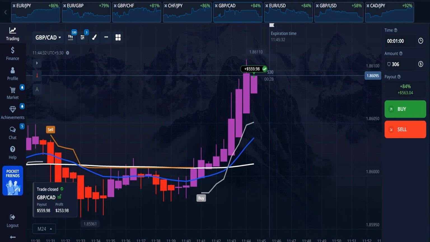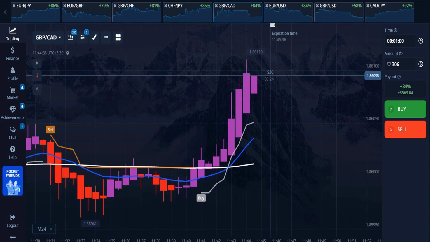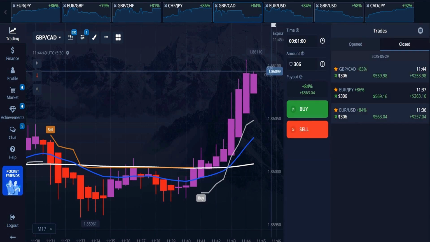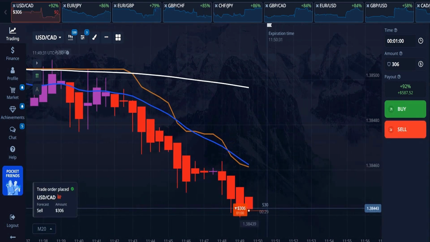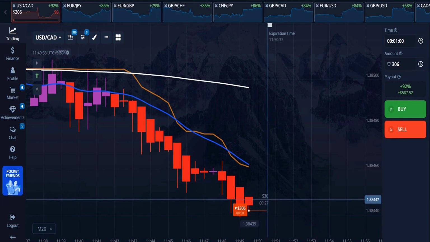We have won this trade. That was a clean and confident entry based on our strategy, and the market respected it perfectly. But don't stop here. Let's keep the momentum going. Now, we'll look for the next perfect trade setup using the same rules. Now, here's a perfect sell trade setup based on our strategy.